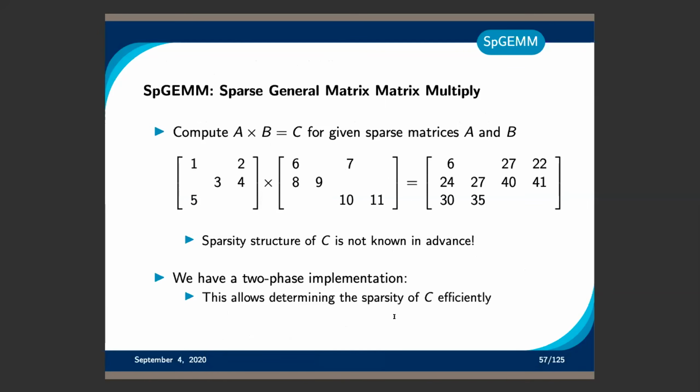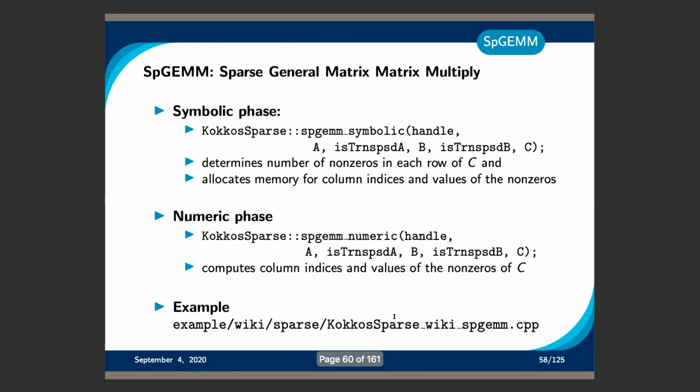So finally, I'm going to talk about the SPGEMM kernel, the sparse general matrix multiplication, which computes the operation C = A times B for given sparse matrices A and B. You can see an example. One of the difficulties of this kernel, very much like the SPADD kernel, is that the sparsity structure of C is not known in advance. So we have, again, a two-phase implementation, and this allows us to efficiently determine the sparsity pattern of C.